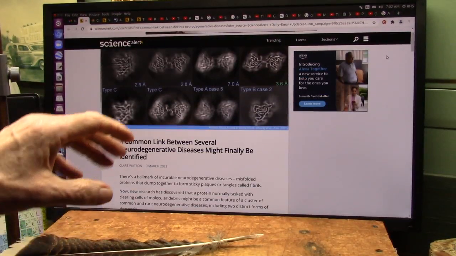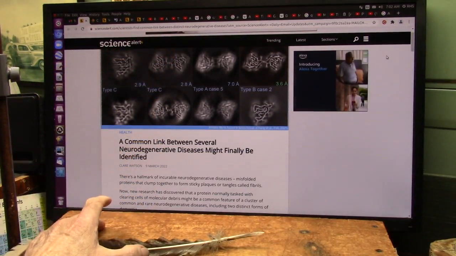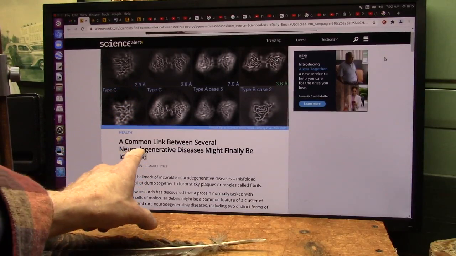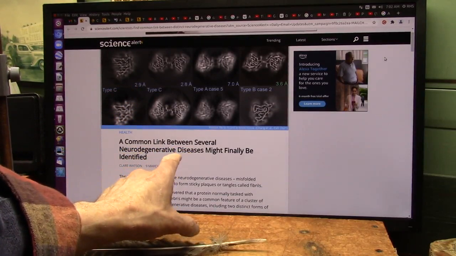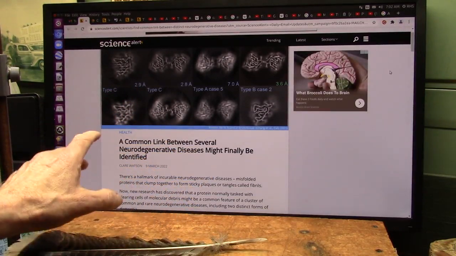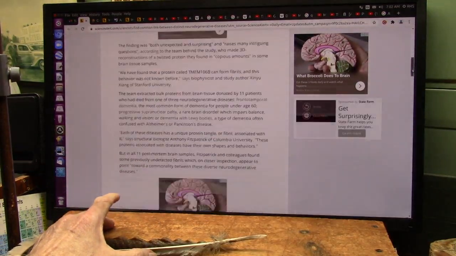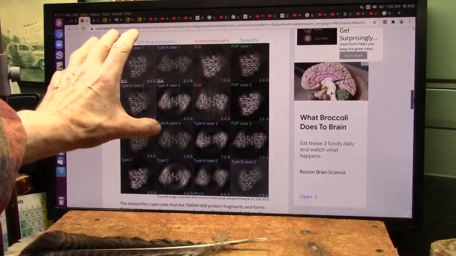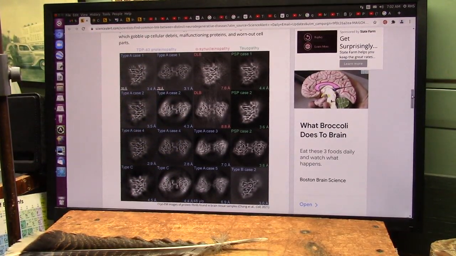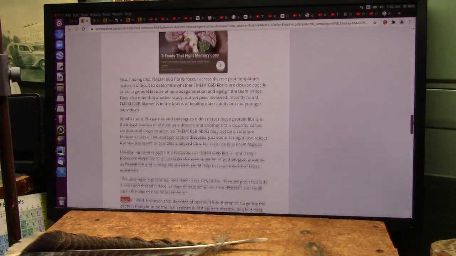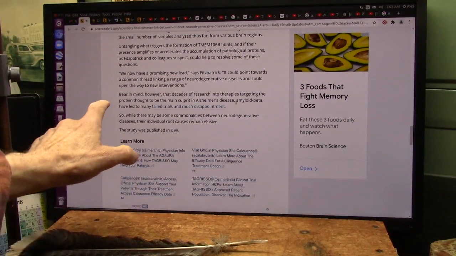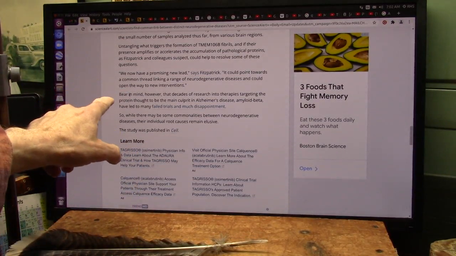Okay, my friends, I've been saying for years now, they're never going to cure anything until they cure gut dysbiosis. Now, they found a common link between several neurodegenerative diseases might finally be identified. So, they're looking at these different issues, and what happens is these fibers get all tangled up because they get gooey. All right, well, why do they get gooey? Because there's a problem with proteins. And the proteins create this amyloid beta. So hold on.